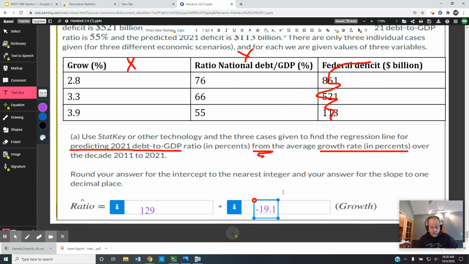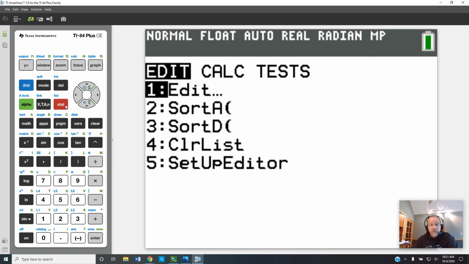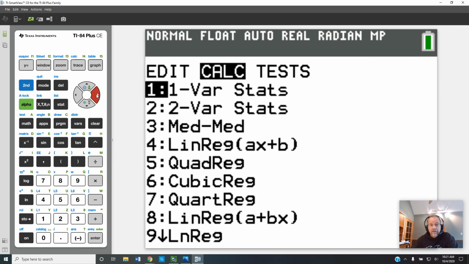Hopefully this has been useful to you. Your calculator is a powerful tool for creating these types of situations. Remember that in your calculator, everything has to be designated in the form of x and y. And I would highly recommend to you to use x as L1 and y as L2. When you run the regression equation, remember it comes from stat, comes from calculate, and it comes from number 8, a plus bx. Don't confuse it with number 4, which is ax plus b. That's a completely different regression.